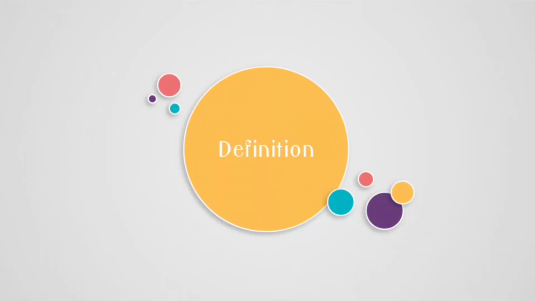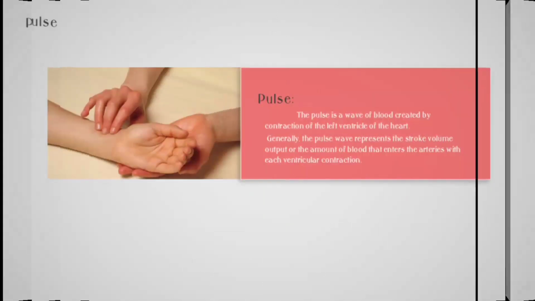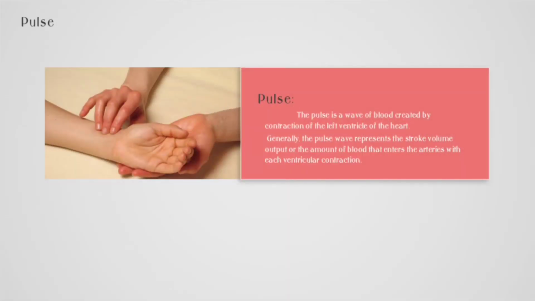Pulse is defined as the wave of blood created by the contraction of the left ventricle of the heart. These waves of blood are created in the arteries. In general, the pulse wave represents the stroke volume output, or the amount of blood that enters the arteries with each ventricular contraction. The unit in which pulse is expressed is beats per minute.